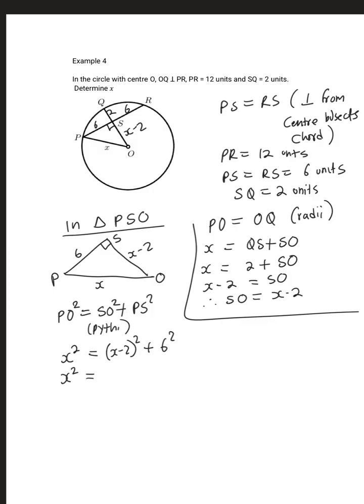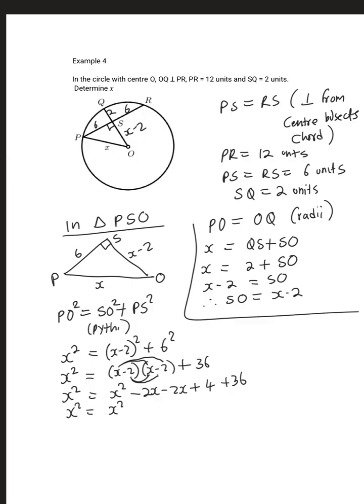Then we have X squared is equal to, when we expand this, X minus 2 times X minus 2, plus 6 squared, which is 36. X times X is X squared, X times minus 2 is minus 2X, then this times this is minus 2X, and negative 2 times negative 2 is positive 4, plus 36. So X squared is equal to X squared minus 4X plus 4 plus 36, which is 40.